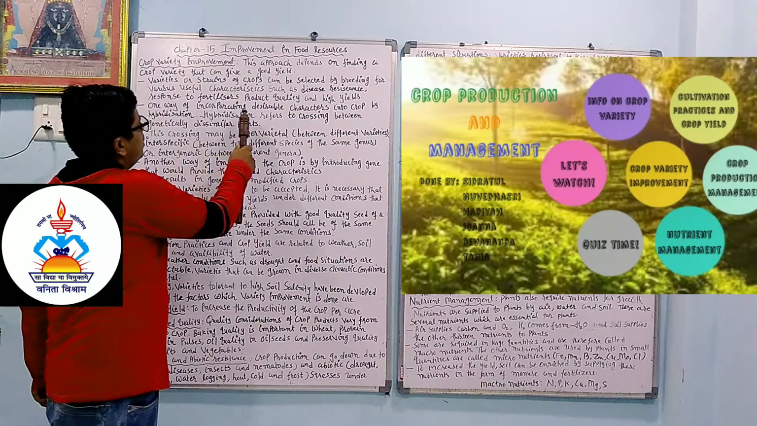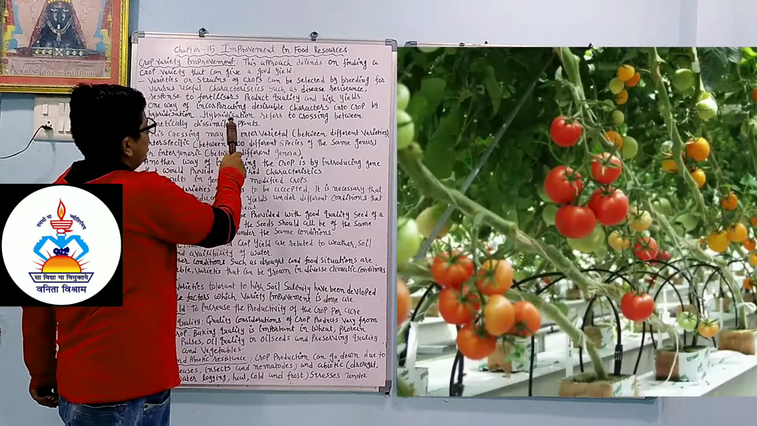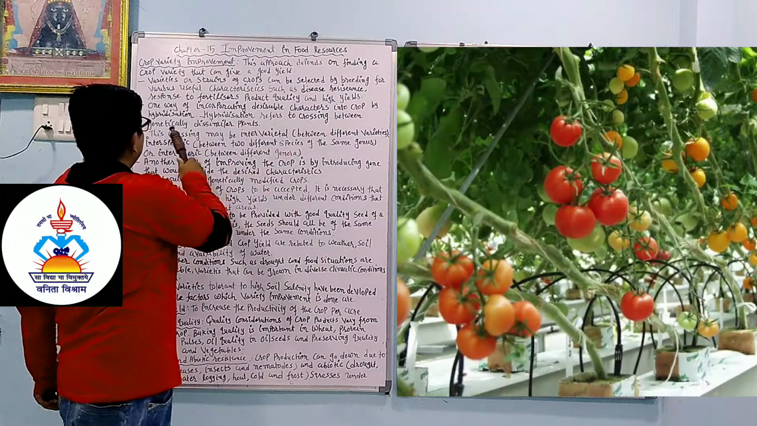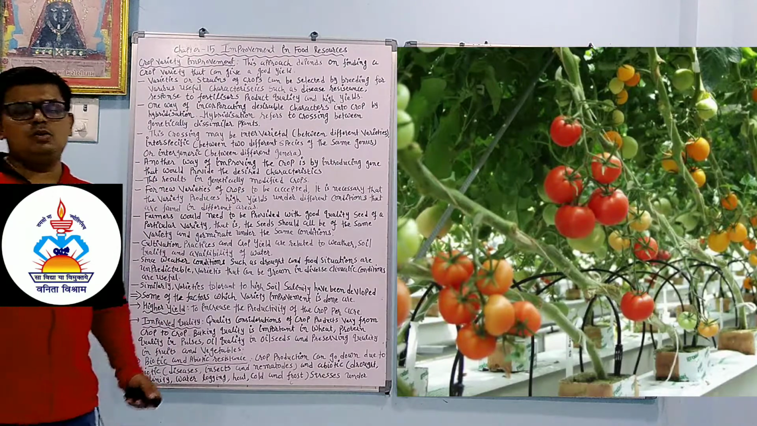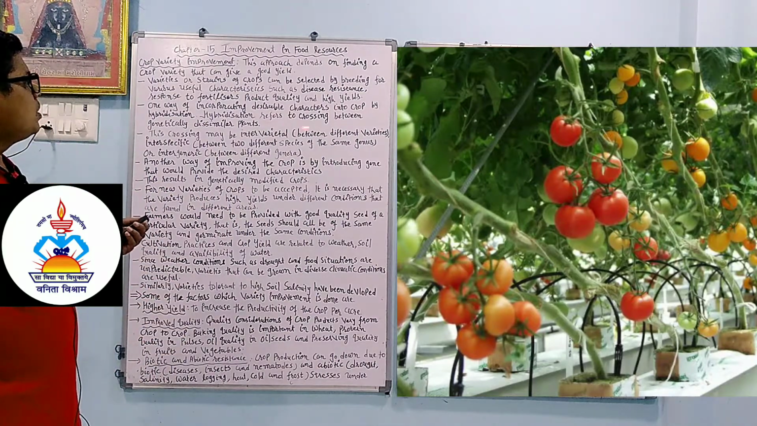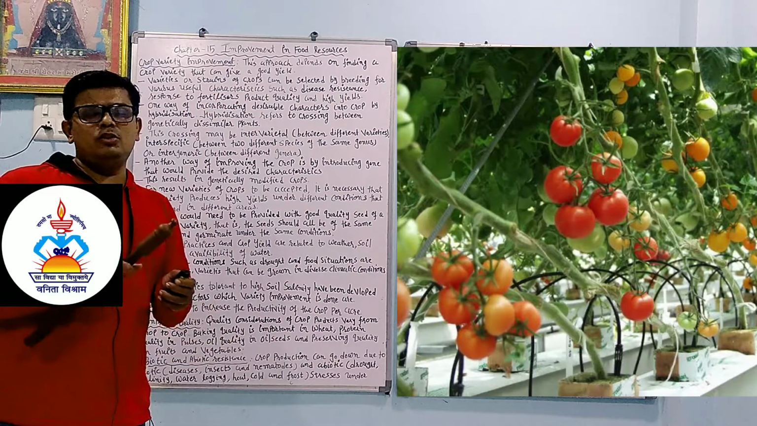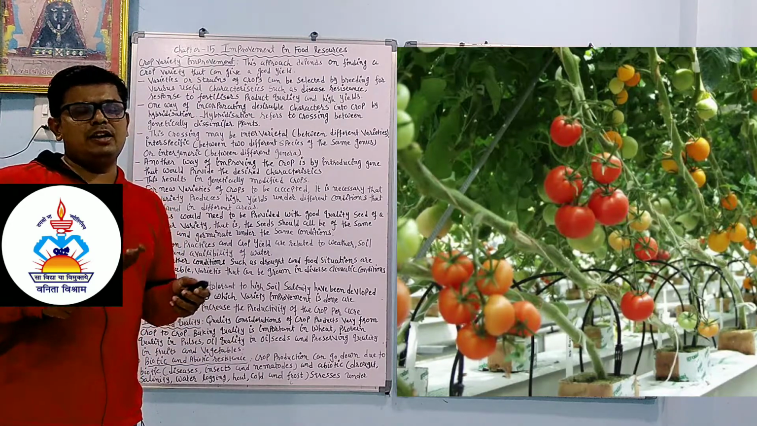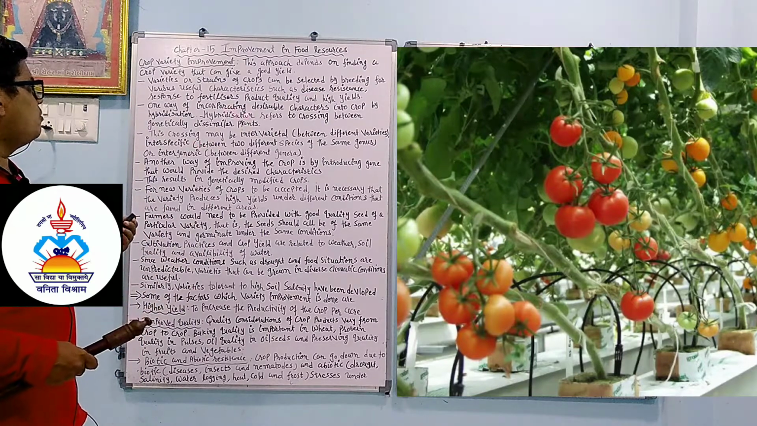One way of incorporating a desirable character into a crop is by hybridization. Hybridization refers to crossing between genetically dissimilar plants. So one way to get a good variety of crop is by what? Hybridization. What is called hybridization? Hybridization refers to crossing between genetically dissimilar plants. So two genetically dissimilar plants are taken and crossing is done, and after that we get the hybrid plant which has the what?